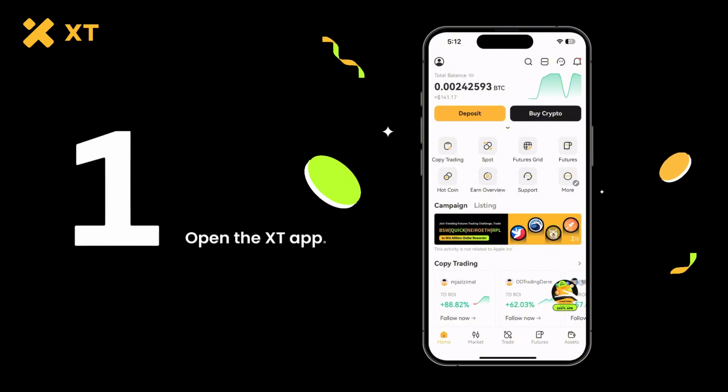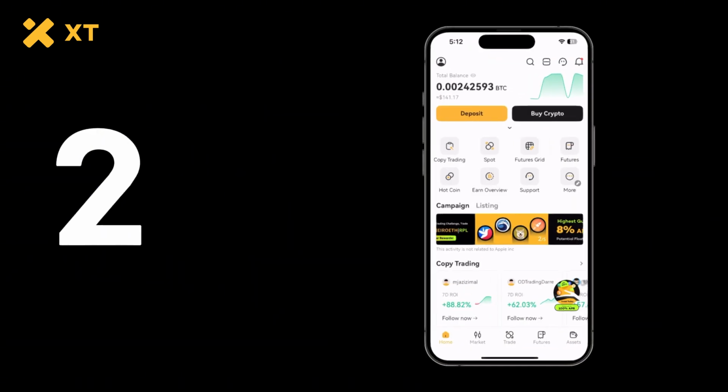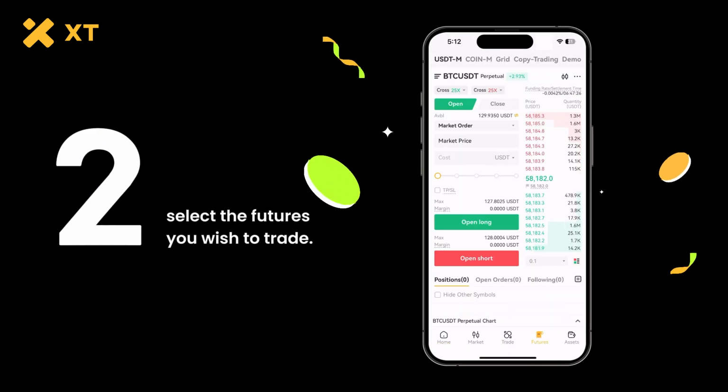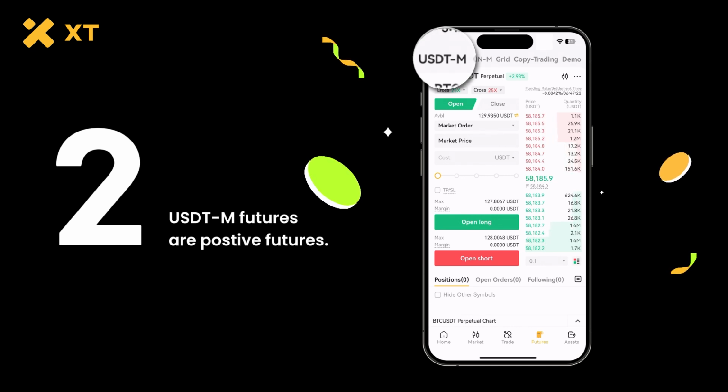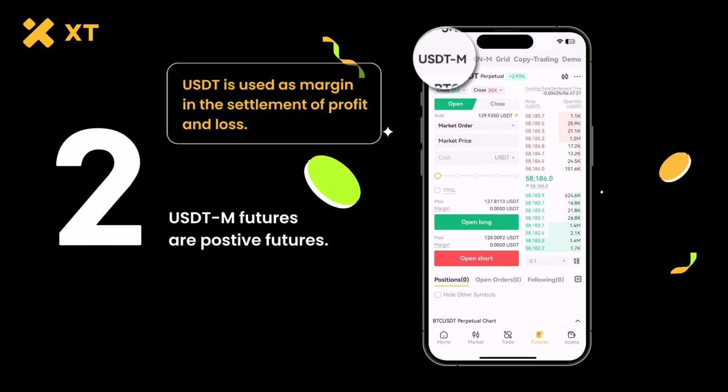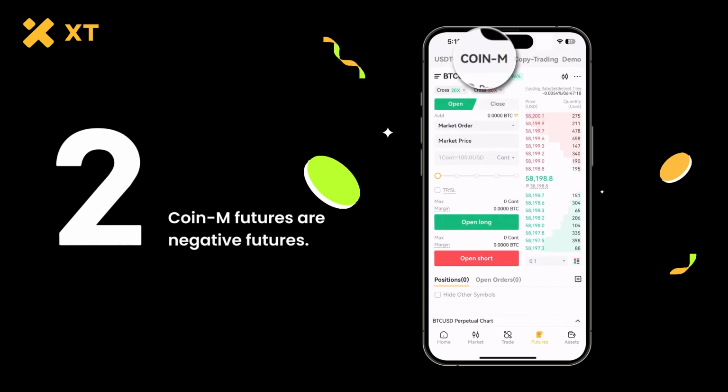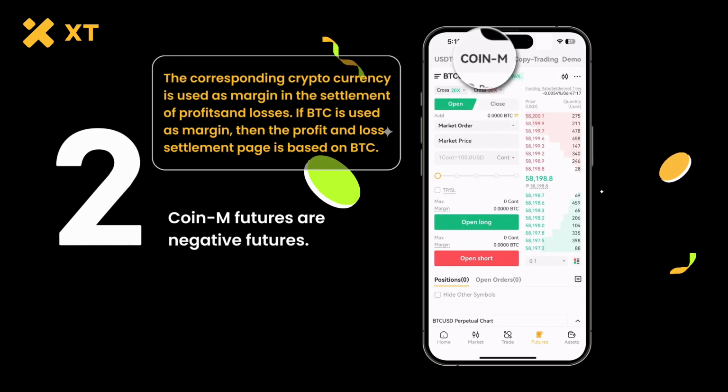Step 1. Open the XT app. Step 2. Select the futures you wish to trade. USDTM futures are positive futures. USDT is used as margin in the settlement of profit and loss. CoinM futures are negative futures. The corresponding cryptocurrency is used as margin in the settlement of profits and losses. If BTC is used as margin, then the profit and loss settlement page is based on BTC.